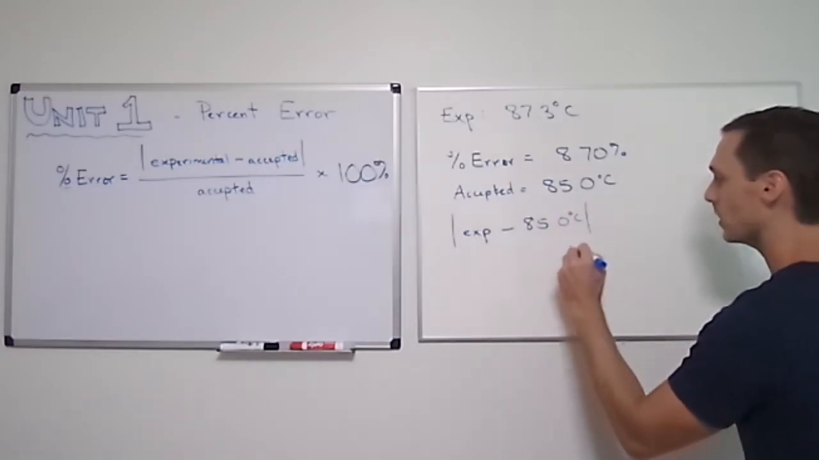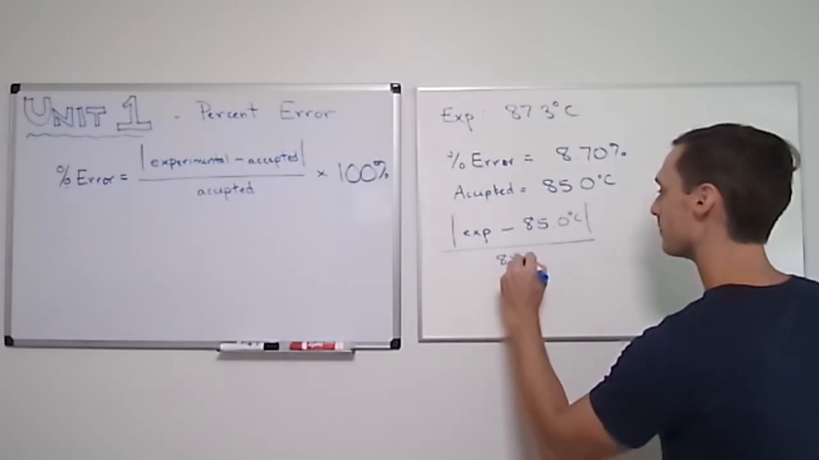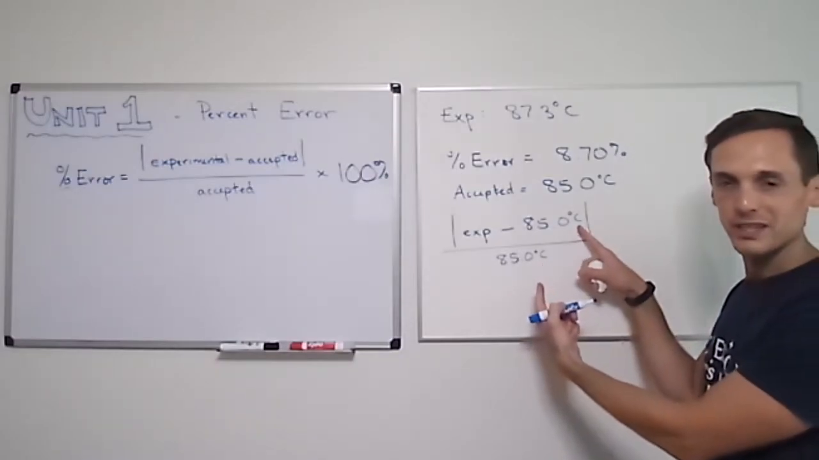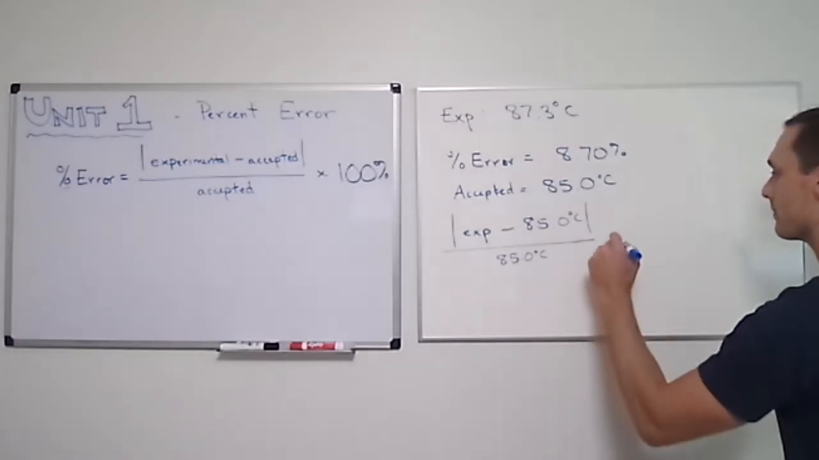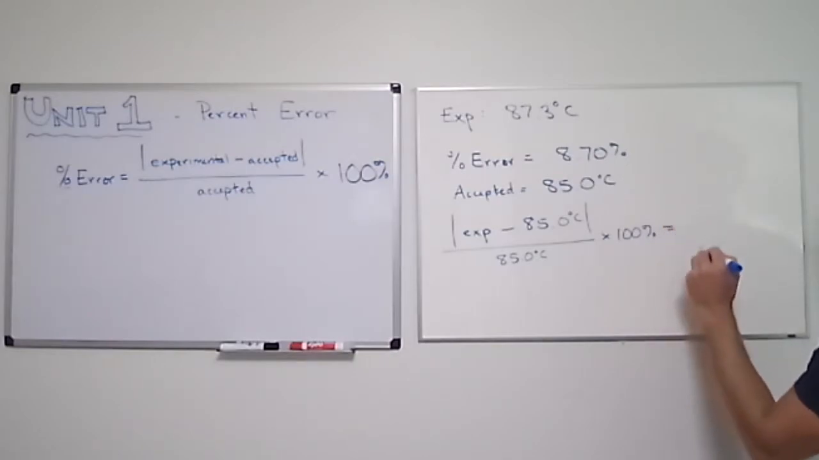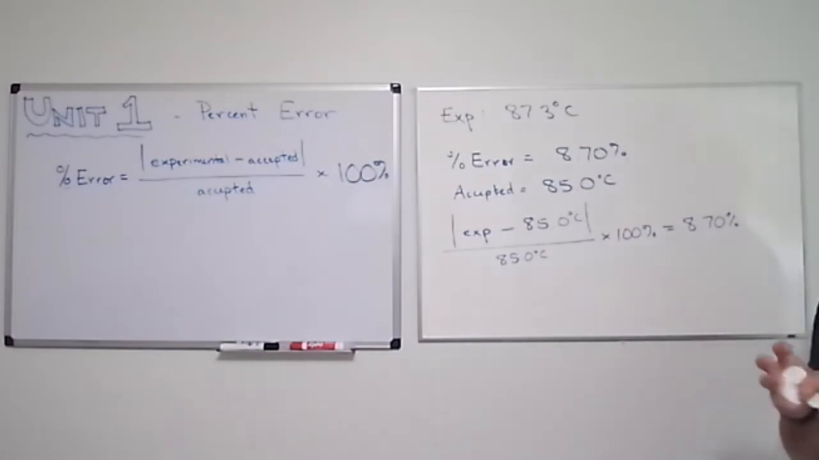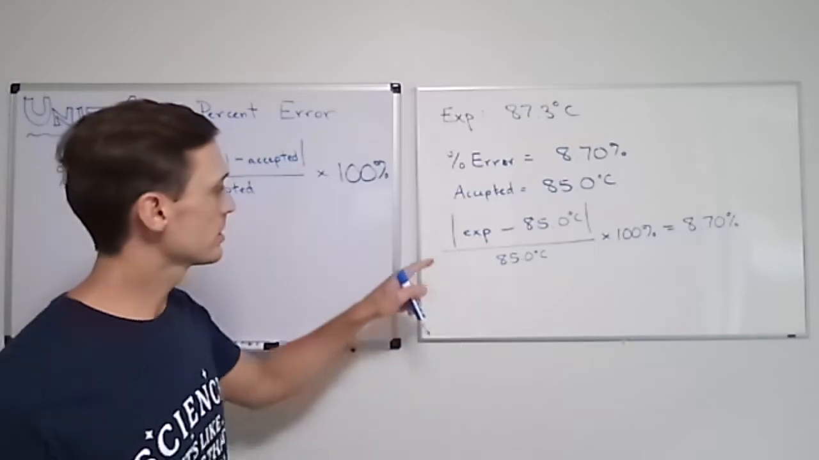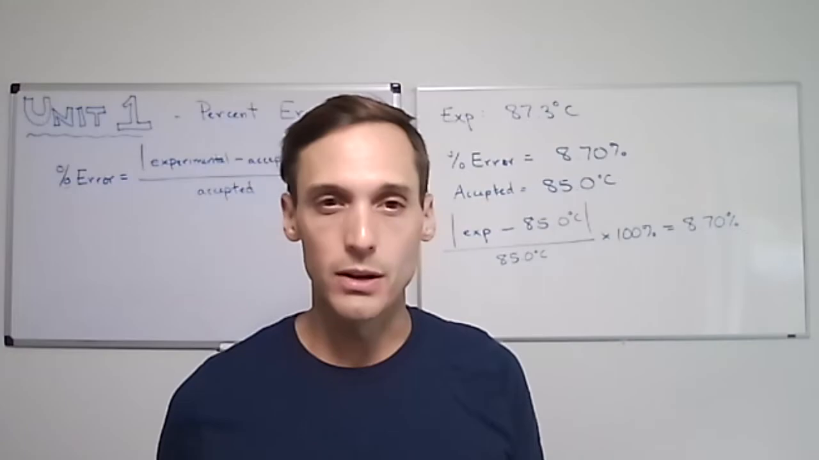So let's set up our percent error calculation, and we'll say the experimental value minus 85.0, all of that in absolute values, divided by 85.0 degrees Celsius. Notice it doesn't really matter if you keep the units along for the ride here because they'll always cancel out anyway. So don't worry too much about that. And then this is 8.70%. So take a second, and after we've set up the equation, see if you could solve for the experimental measurement in this scenario.